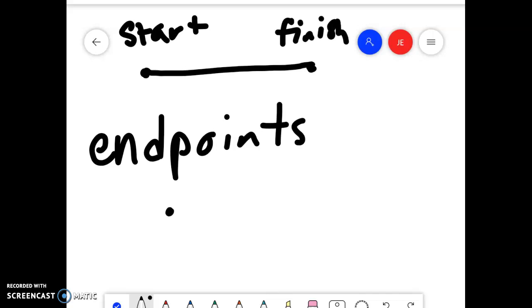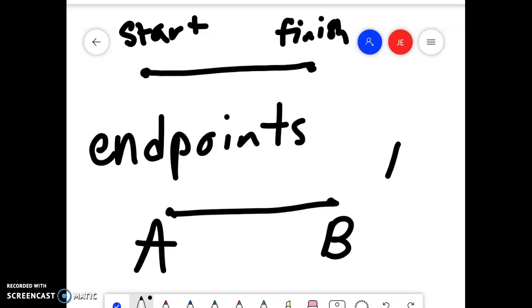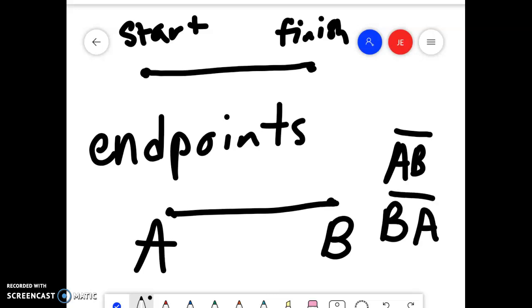It could also be endpoints in a line segment labeled A and B, in which case that line segment would be marked AB with the line segment symbol over the top of it to mark the idea that that is a line segment. This line segment can also be called BA, so you can label a line segment forward and backward as long as you are using the correct endpoints to label it as such.